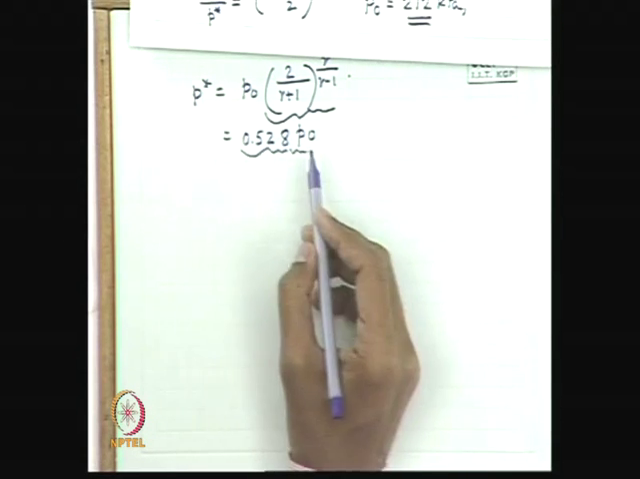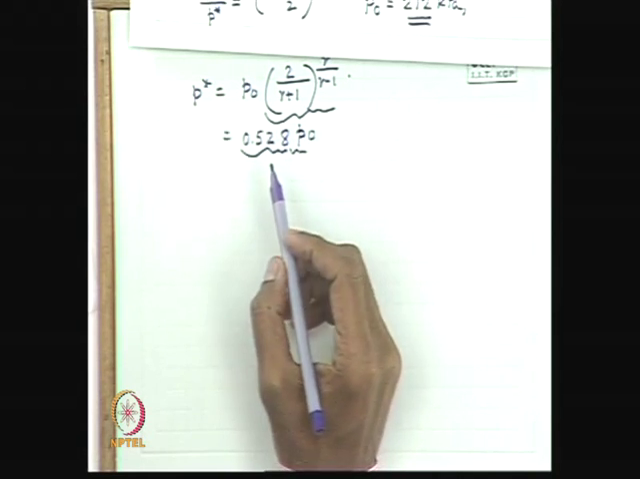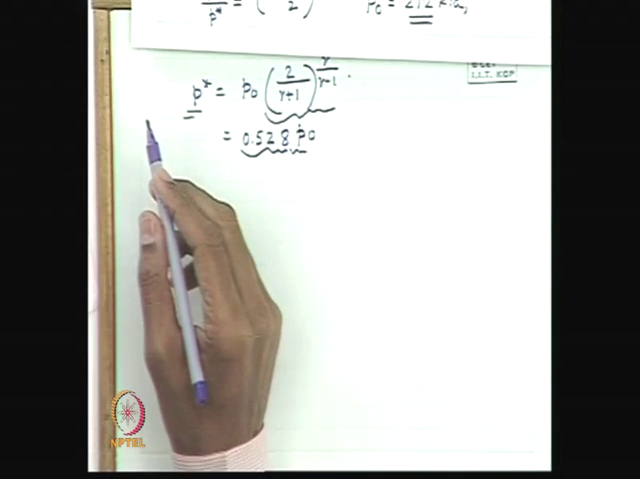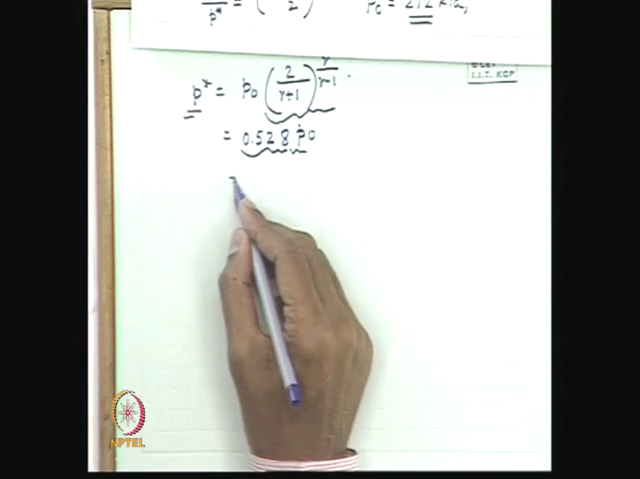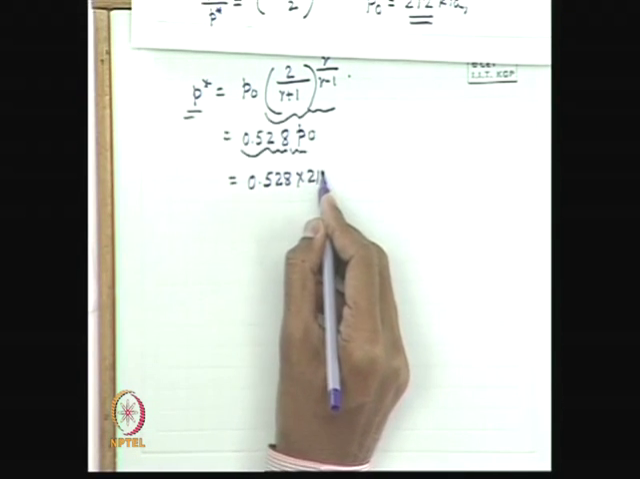So if you perform the calculations, we will compare P star with the atmospheric pressure. We have found P0 already. What is P0? 202. So what is the value of P star?